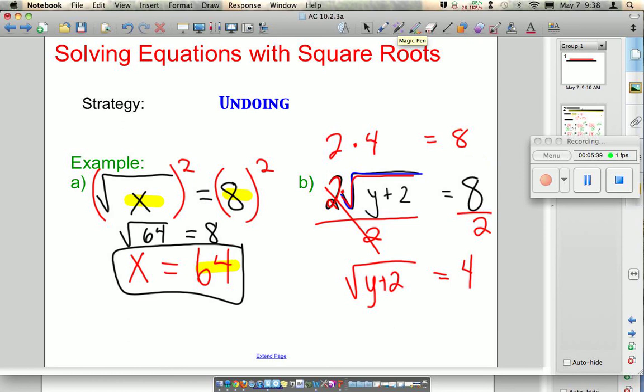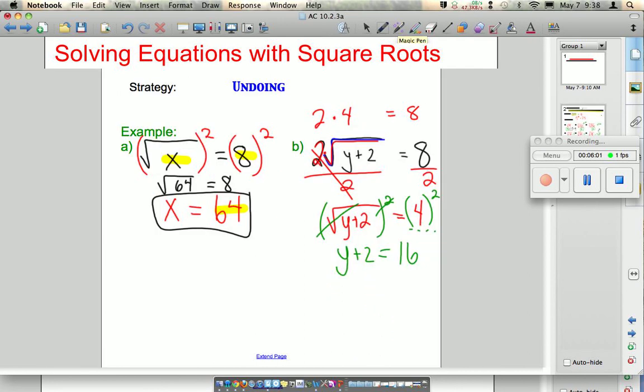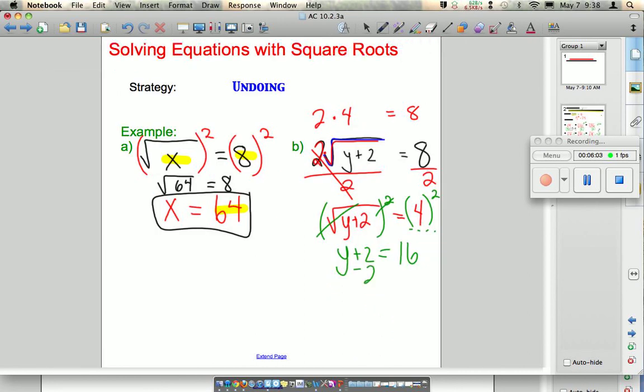So now I'm going to undo the square root because I have the square root alone. So I'm going to undo the square root by squaring both sides. That is the way to undo square rooting. I am left with y plus 2 on the left. It just cancels that out. It's kind of like making a big 1. And I get 4 squared on the right. But that's equal to 16. And then I'm going to do one more step to get my y alone. Take off 2. And y is 14. And there's my solution to the second problem.